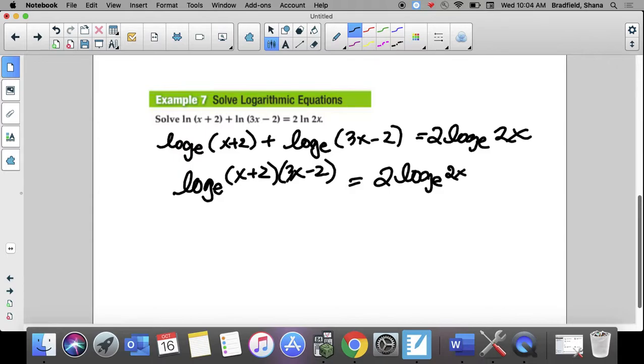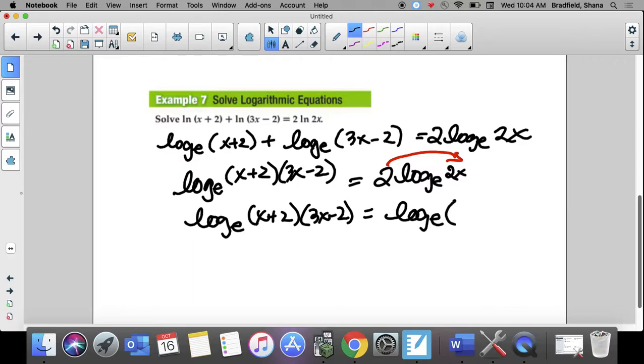of 2x. Now this is a little bit tricky because if I just go at this point and put a base of e, it's going to work great on the left side, but on the right side I've got this 2 in the way. So I'm going to bring that up and put that as an exponent on the 2x so that I have log base e of x plus 2 times 3x minus 2 on the left and log base e of 2x to the second. And I want to put that on the whole thing, not just the x.